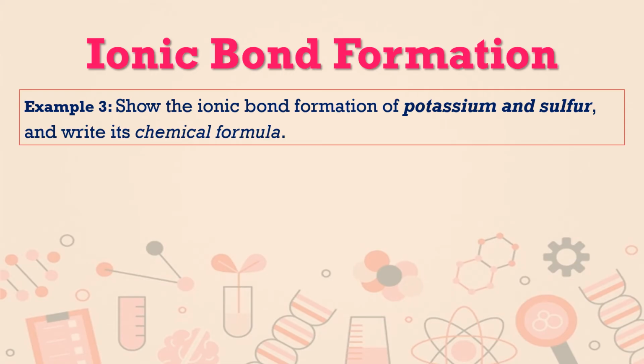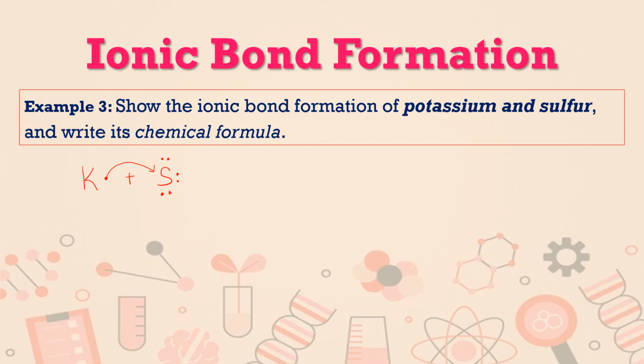Another example is the ionic bond formation of potassium and sulfur, and then write its chemical formula. For potassium, potassium belongs to group 1, so we write it with 1 dot, plus sulfur, which belongs to group 6, so we have 6 dots around it, 1, 2, 3, 4, 5, and 6. Again, potassium here is the metal. It will give its electron to sulfur, a non-metal. So it will transfer 1 electron in here.